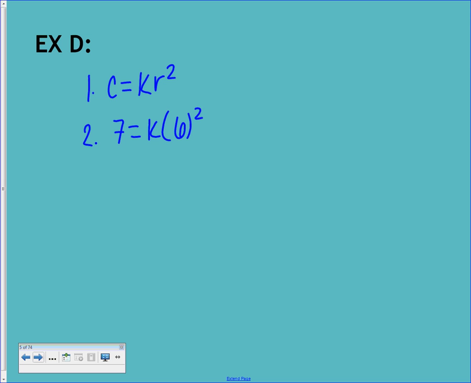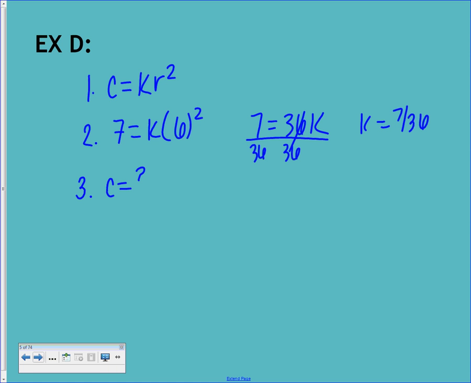So now that I can see that 7 equals 36k, I could divide each side by 36. So I know that k equals 7 over 36. So now I have my constant, and I can write my specific equation, which would be c equals 7 over 36 r squared. It's just rewriting your step from number 1 with that k value in it.